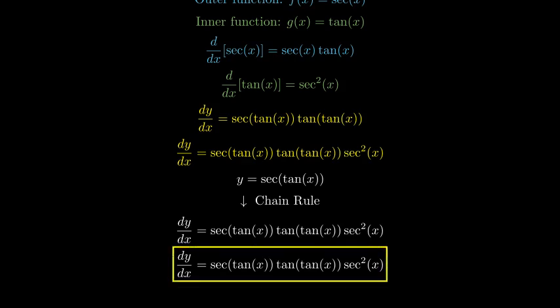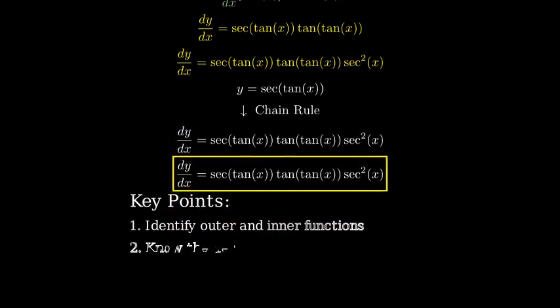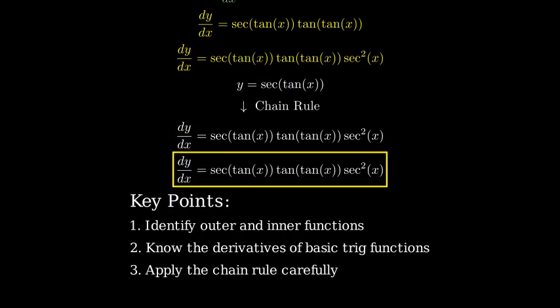And that's our final answer. The derivative of secant of tangent x is secant of tangent x times tangent of tangent x times secant squared x. This problem demonstrated the power of the chain rule in finding derivatives of composite functions.